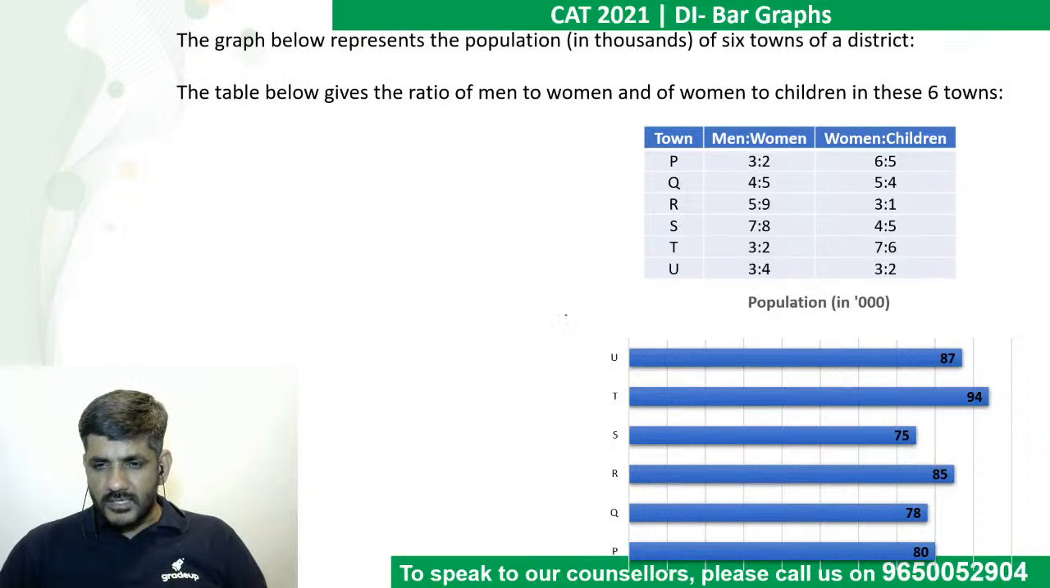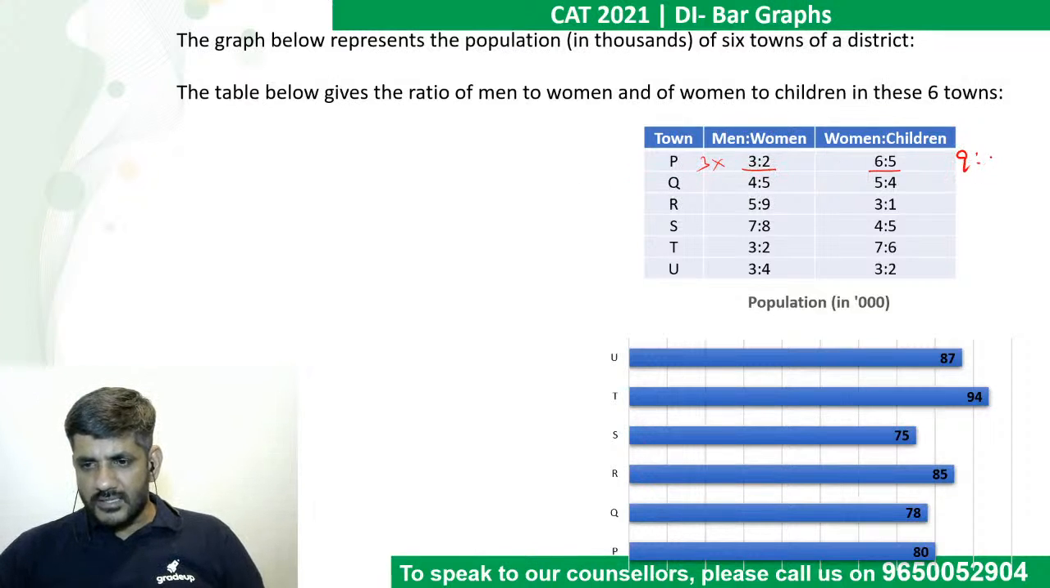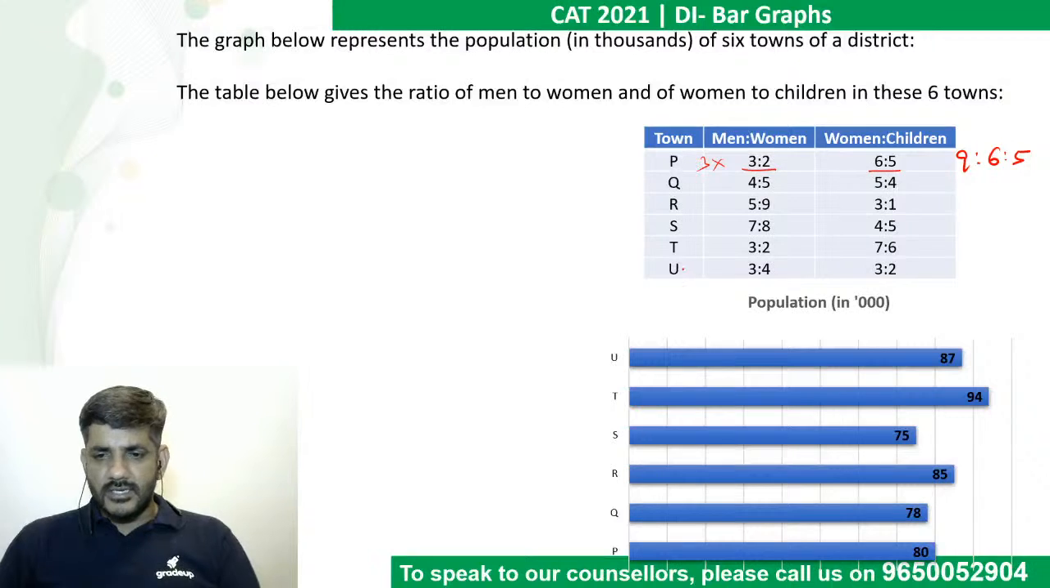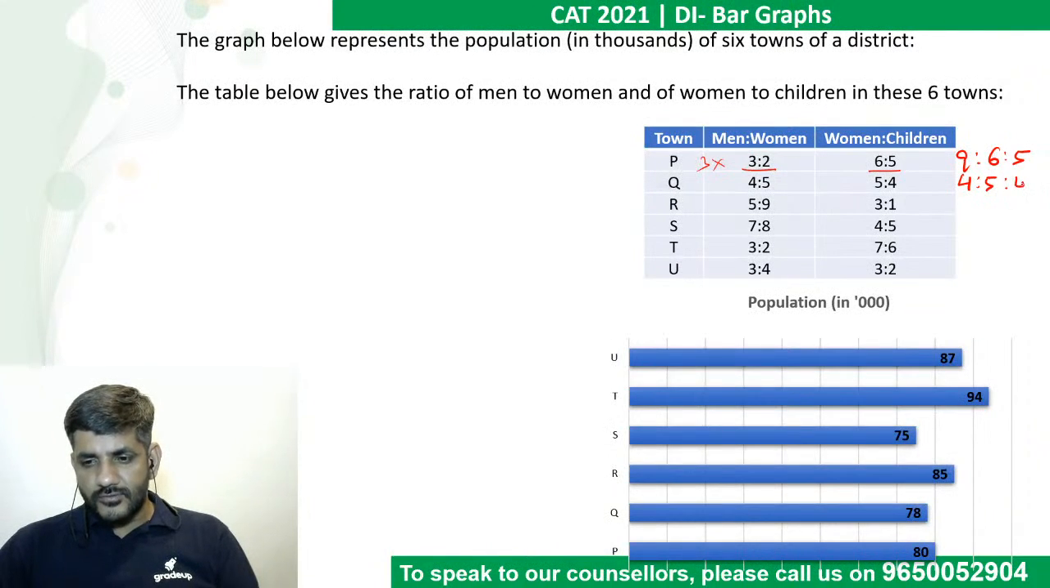The ratio would be 3:2 is ratio of men and women, right? And women to children is 6:5. So can I multiply this ratio by 3 and get the final ratio as 3 3s are 9 and 3 2s are 6 is to 5. So 9:6:5 is the ratio of men, women and children, right? Similarly, from the second equation, it is easy. 4:5:4, right?